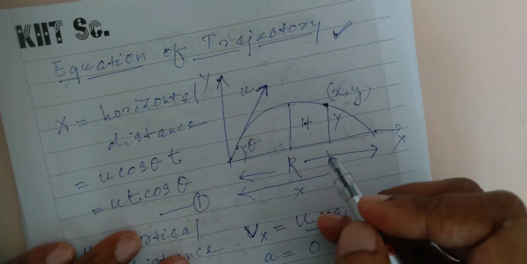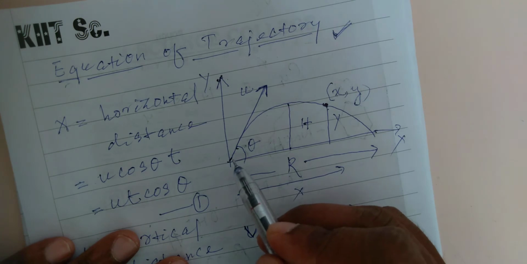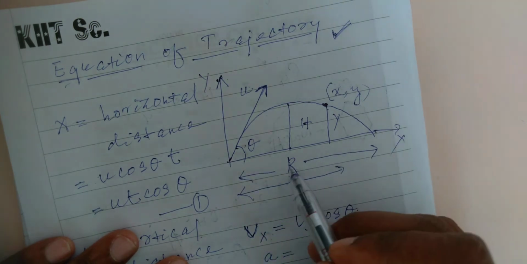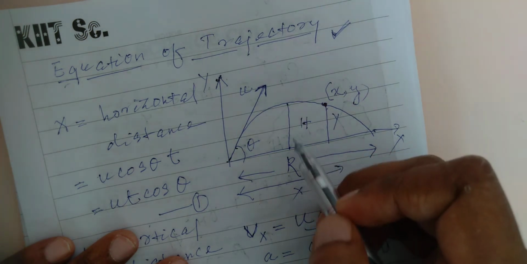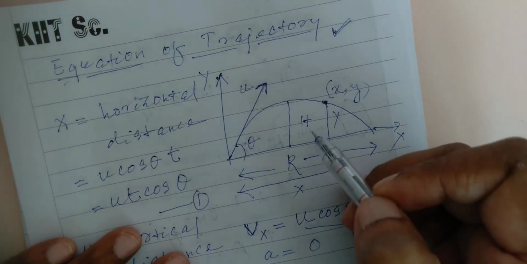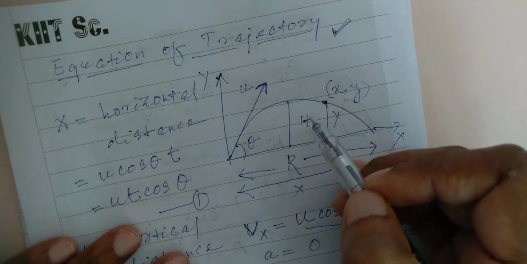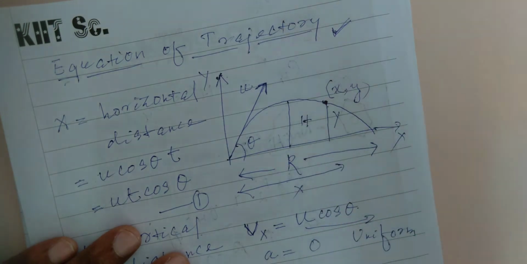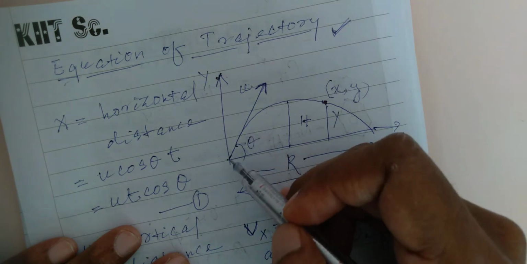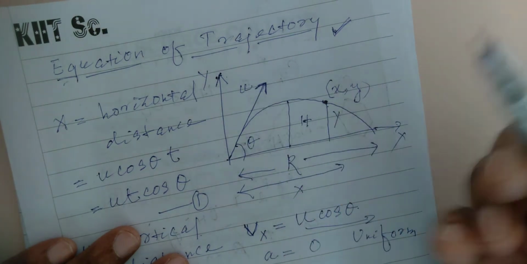Now the total distance covered in the horizontal direction is called range. Total distance covered in the vertical direction is called maximum height. We have already derived expressions for R and H as well. Theta is the angle with which the projectile is thrown and u is the initial velocity.